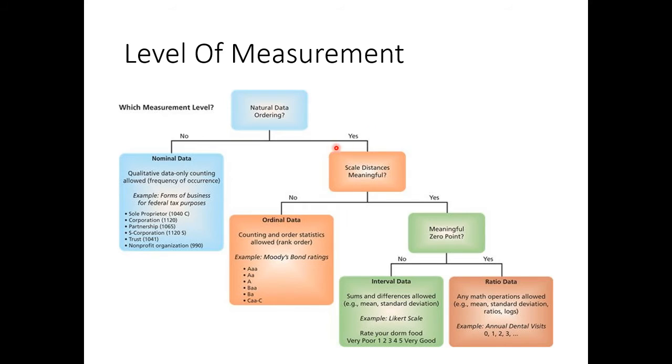And if we have the ordering, then we go this way. Then, is the scale distance meaningful? If it has no meaning, then we say that this is ordinal data. If the scale distance is meaningful, we go this way. And then we have another question: is the zero point meaningful? If it is meaningful, then we go this way, ratio data. But if the zero point is not meaningful, then we go this way, and it is interval data.